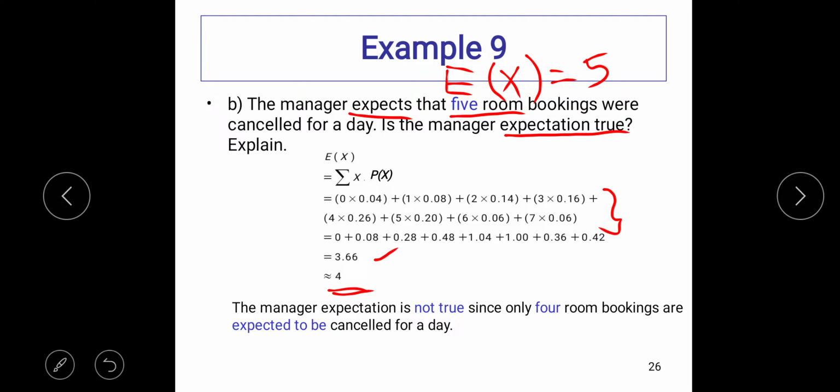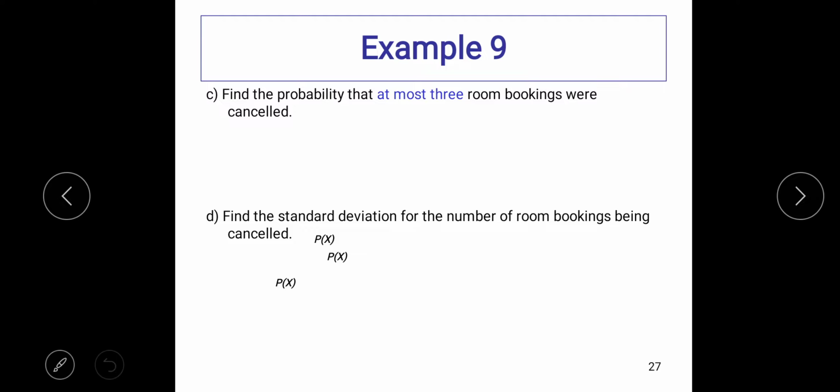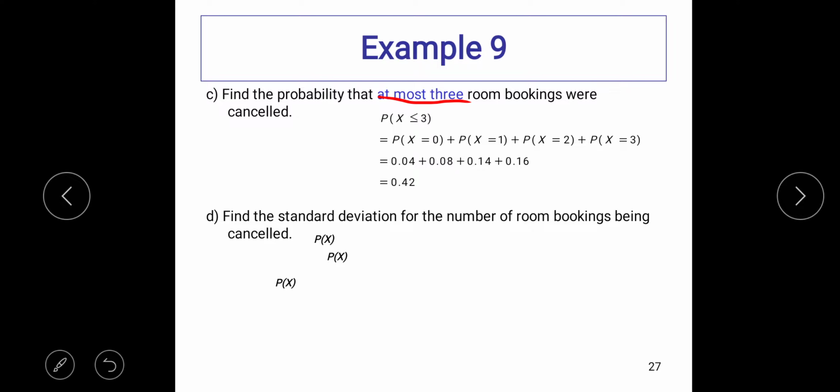Okay, so this is where you check back using your expected value. You want to find the probability of at most 3. The most is 3, so it can take no room booking, only 1 room booking, 2 room bookings, and the most is 3. So you need to give all the probabilities for X equals 0, X equals 1, 2, and 3, and you get the total probabilities. And you also need to find the standard deviation for the room booking.